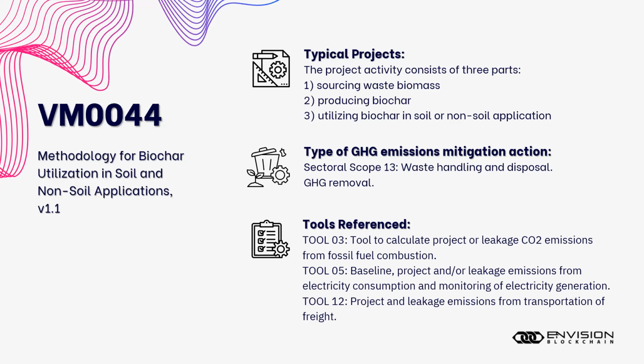So tool 3 is used to calculate project or leakage CO2 emissions from fossil fuel combustion. Tool 5 is for baseline, project and/or leakage emissions from electricity consumption and monitoring of electricity generation. And tool 12 is for project and leakage emissions from transportation of freight.